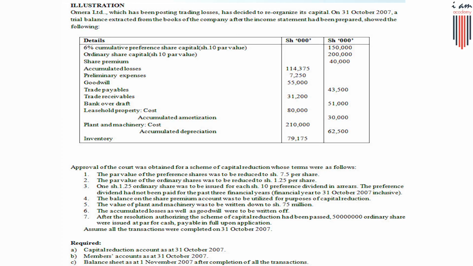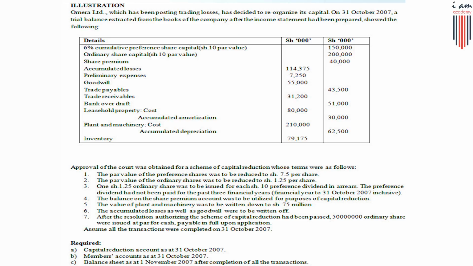We have the leasehold property, the cost being 80 million, while the accumulated amortization is 30 million. We have plant and machinery, the cost is 210 million. We have accumulated depreciation of 62,500,000. Inventory is 79,175,000. That's the trial balance. Friends, you need to remember, this is one of the questions from the past paper of CPA.